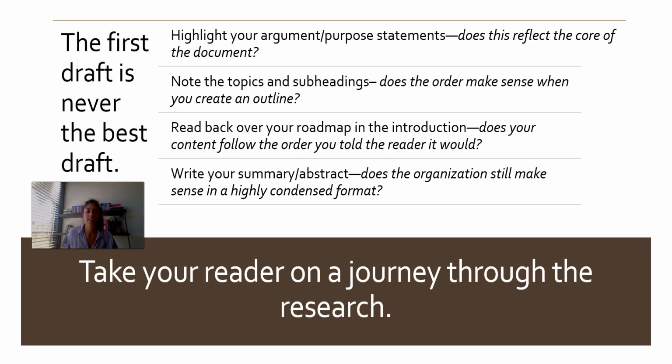So those are 4 things, right, to kind of help you ensure that you're taking your reader on that journey, right, through your research, through your writing, through your document. Purpose statements, make sure your topics and subheadings are clear, we can navigate them. Ensure you have that roadmap and that it matches up with everything that you wrote. And then lastly, just go ahead and write yourself a summary or an abstract, just as another way to double check that the organization and the key points are being hit.